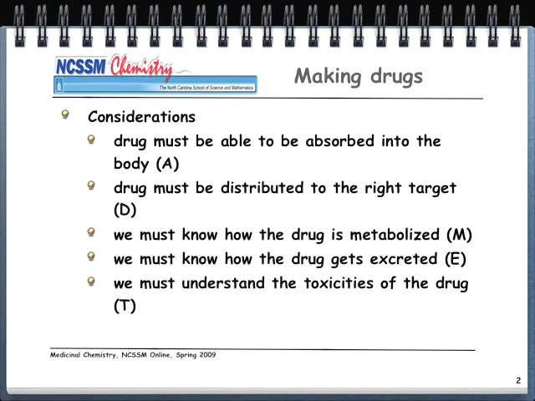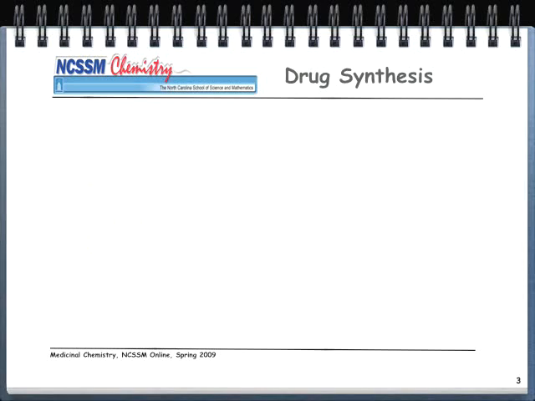So in terms of making drugs, a big part of how a medicinal chemist spends his or her time is being able to get the drug absorbed, getting it distributed to the right target, figuring out how it metabolizes either in a good way or not a good way, figuring out how the drug gets excreted, and making sure that they understand the toxicities of the drug. Okay? What we've not talked about so far in this course, which is the subject of this conversation, is a little bit about how we actually make the drugs.